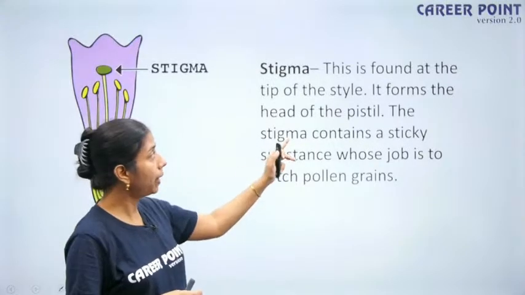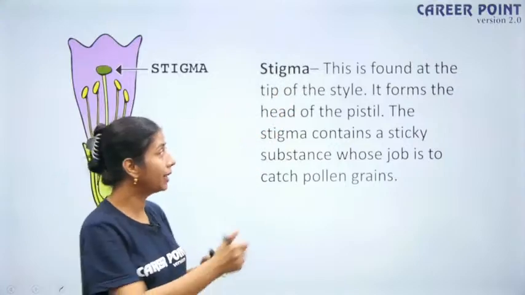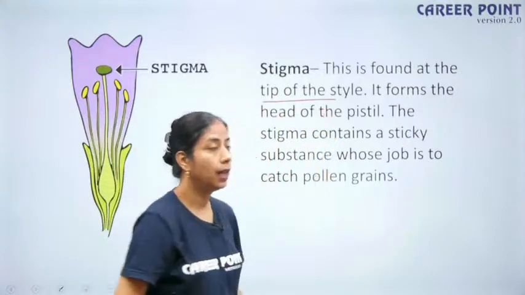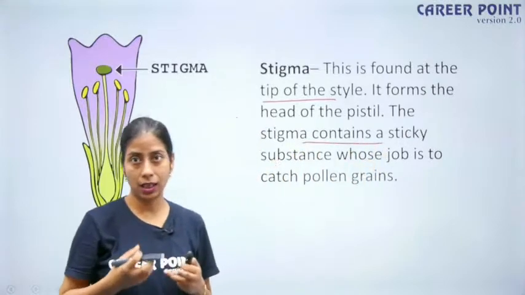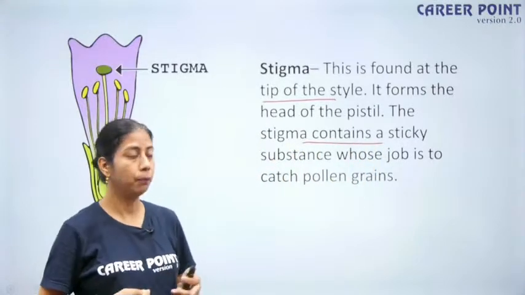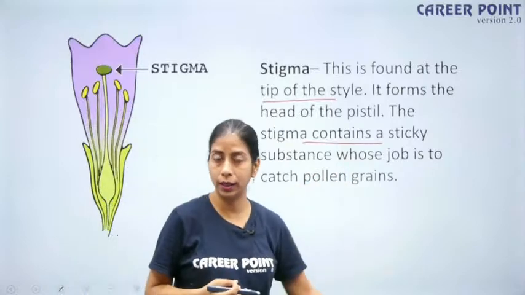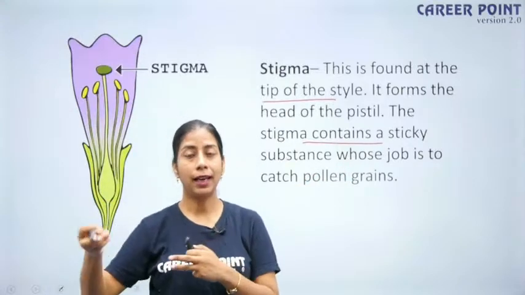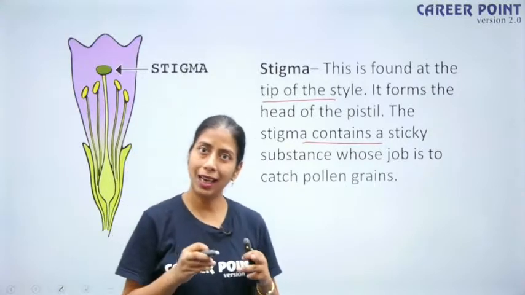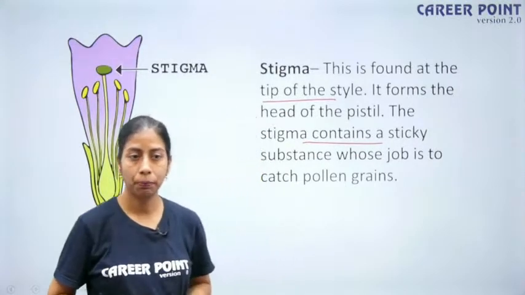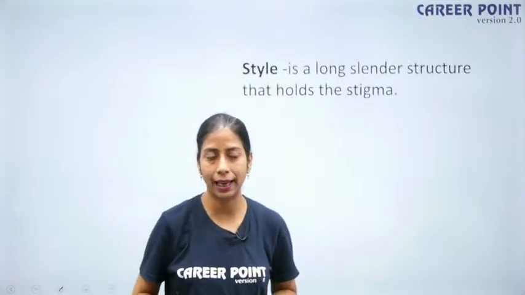So यहाँ पे stigma is present at the tip of the style, and here it is sticky in nature. It has a sticky substance, it is sticky in nature, and it holds the pollen grain, which will later help in the process of fertilization. तो ये स्टिग्मा का फंक्शन हो गया. अभी हम आते हैं स्टाइल पे. That's the next topic, style.